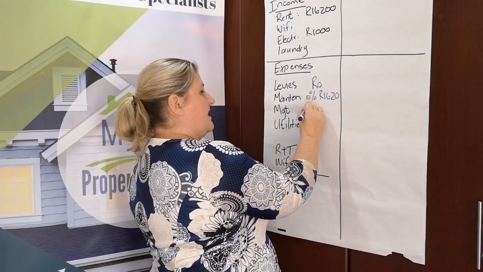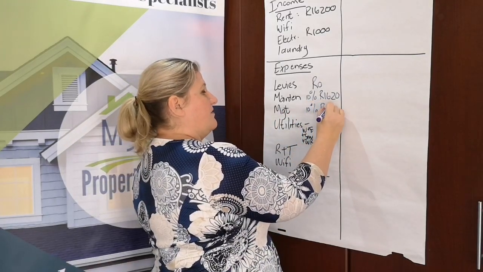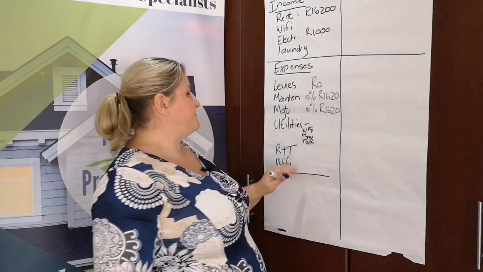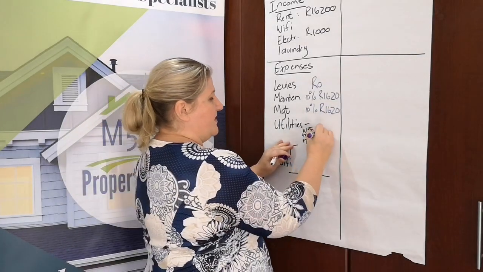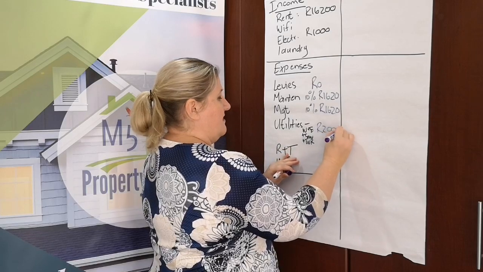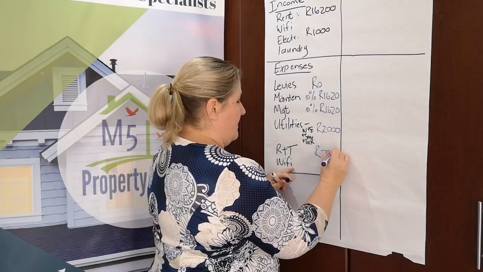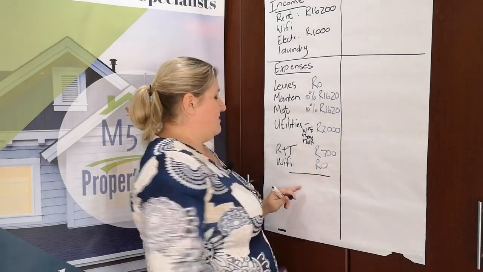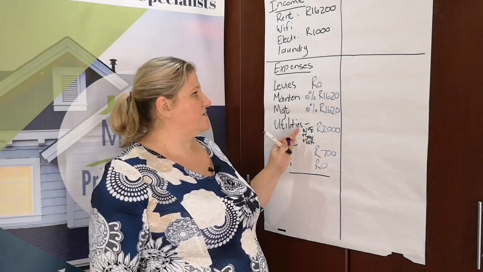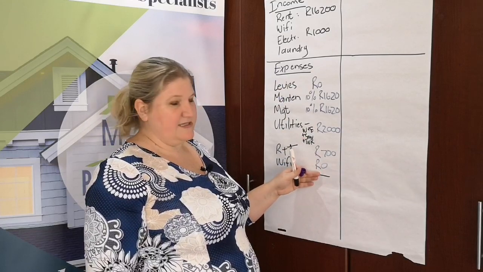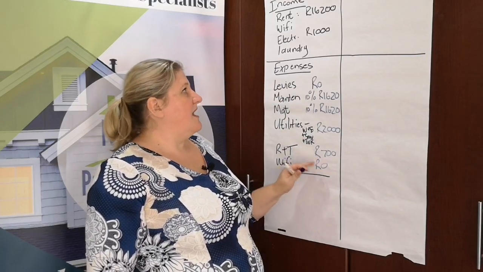Management, I also planned for 10%, also 1,620. Utilities came to about 2,000 rands a month. Rates and taxes was 700. And then I didn't provide any Wi-Fi or laundry services or extra things like that. So these are the basics that I had.